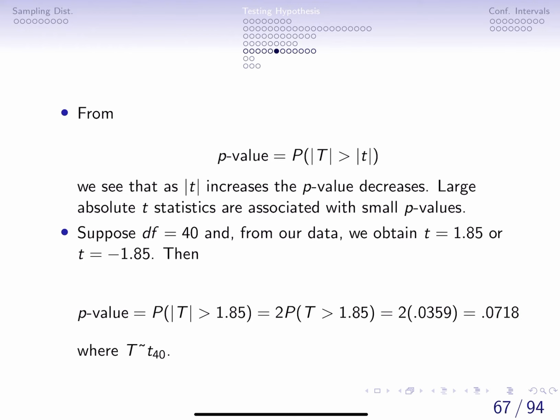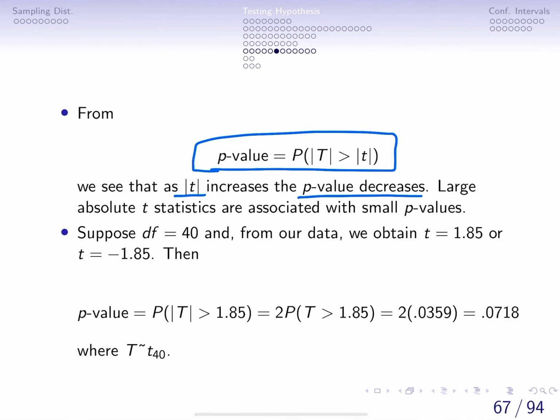Now, the p-value given by this expression here, we can see that as the absolute value of t increases, the p-value is going to decrease, okay? So in other words, we can come up with some sort of a relationship between the t statistics and p-values. So as the t statistics increase, p-values typically fall. And you can see this many times when you look at your regression output, okay?